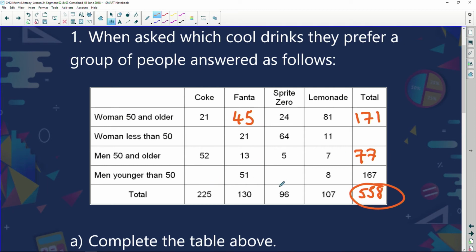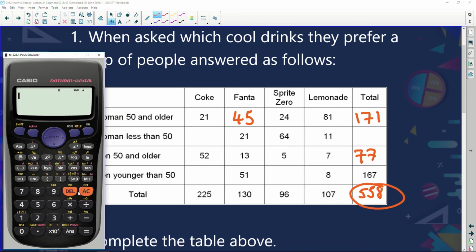Let's now look at the columns. Columns, two missing values. Fanta, everything filled in. Sprite Zero, I can fill this in. Why can I fill it in? Because I've only got one missing value. So 24 plus 64 plus 5 plus something will give me a total of 96 people who loved Sprite Zero.